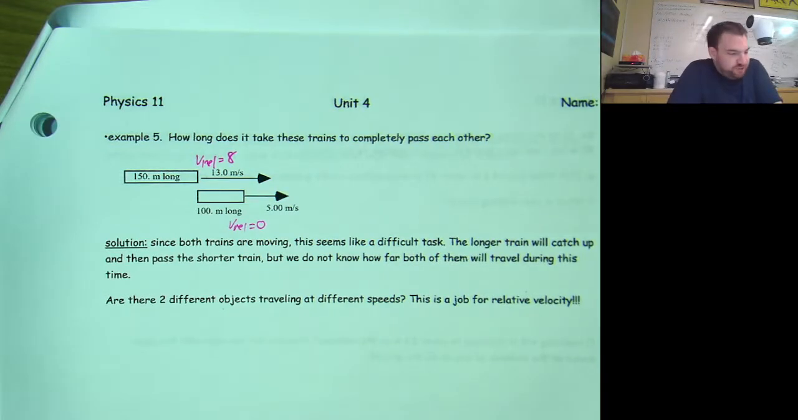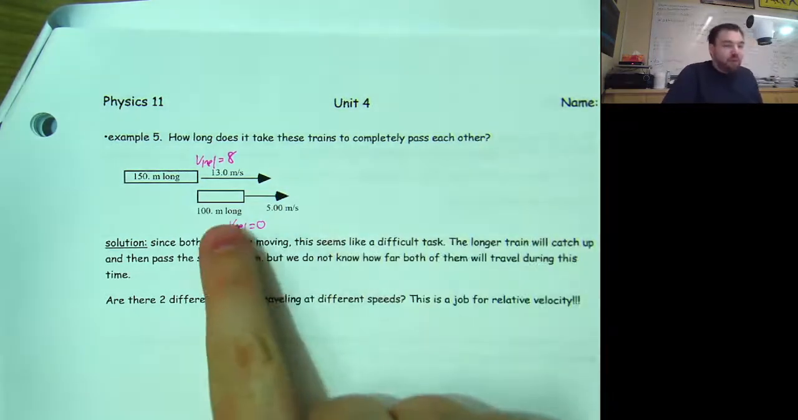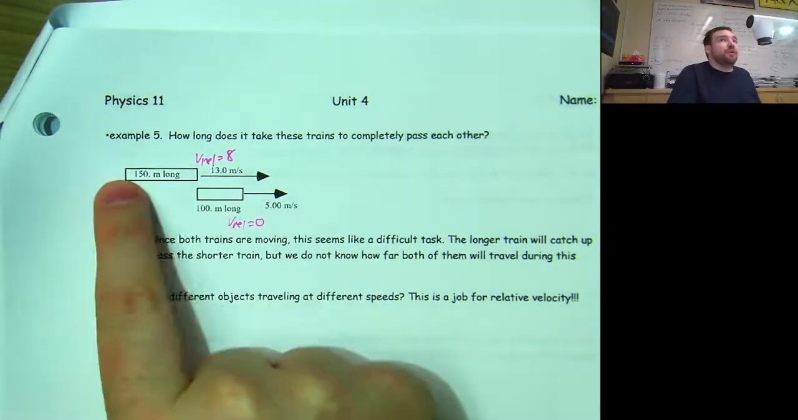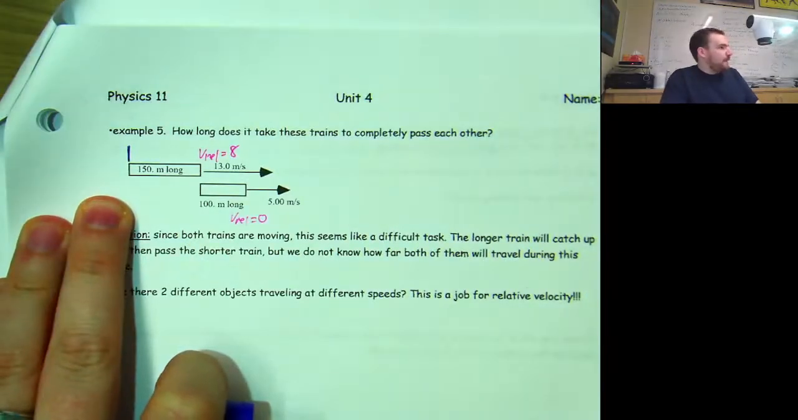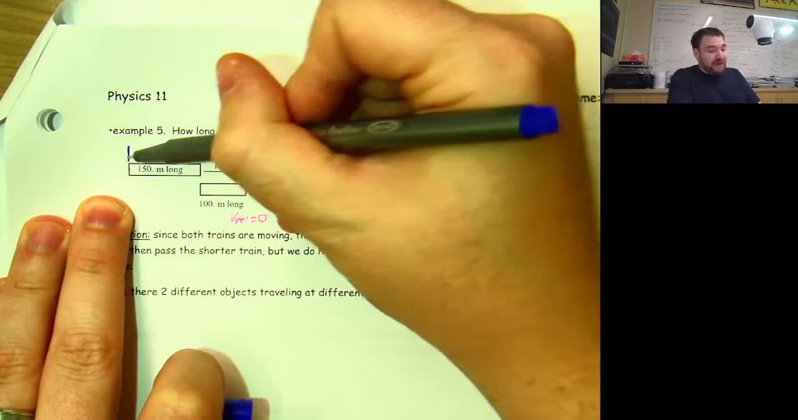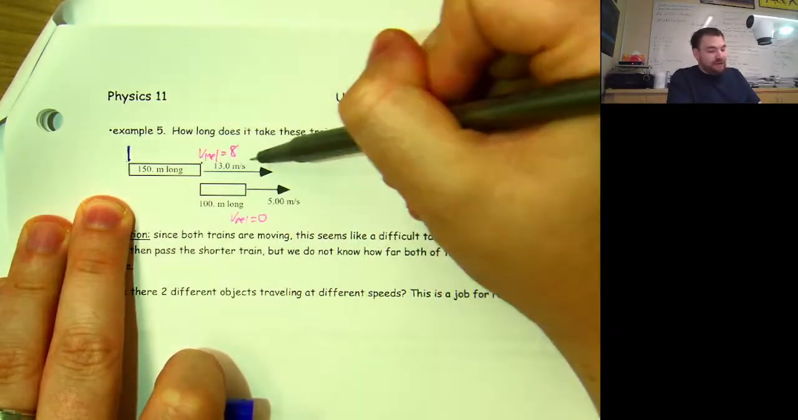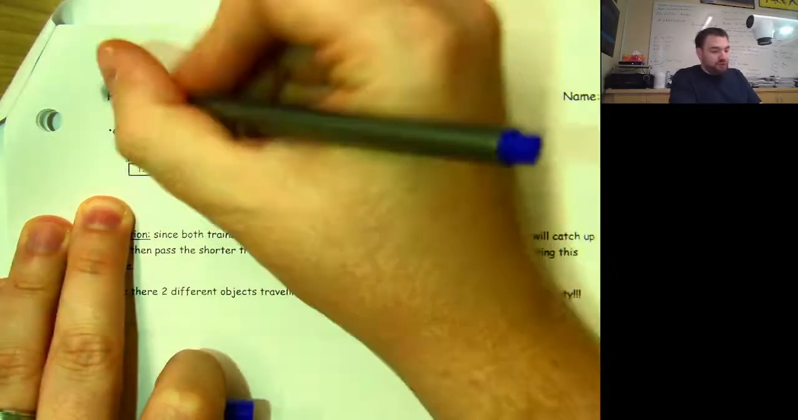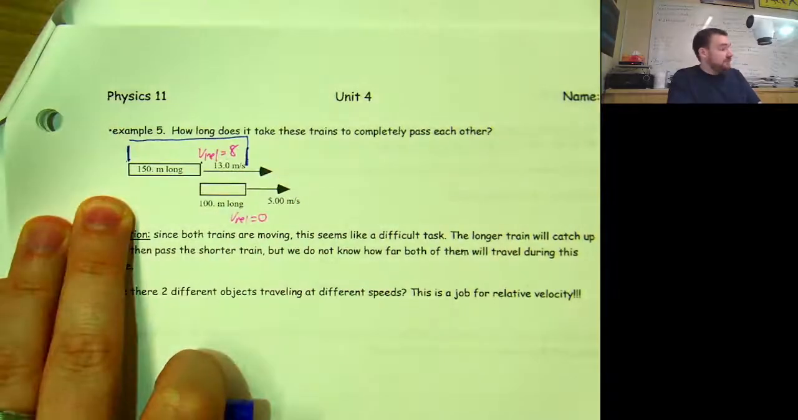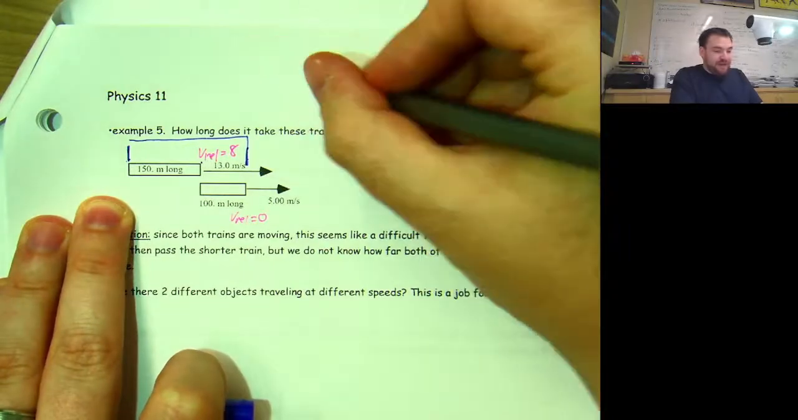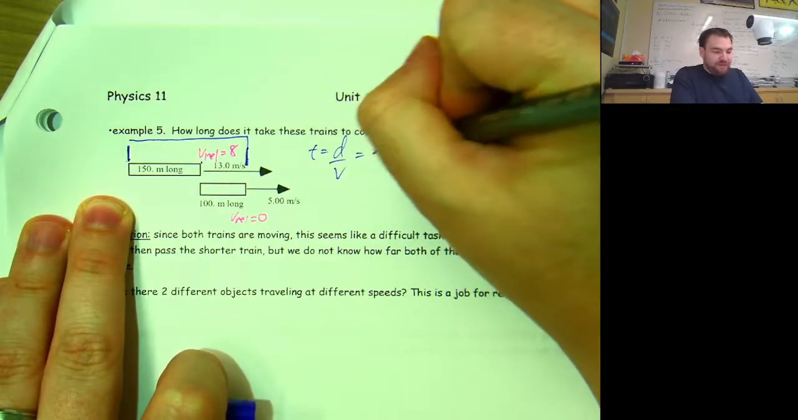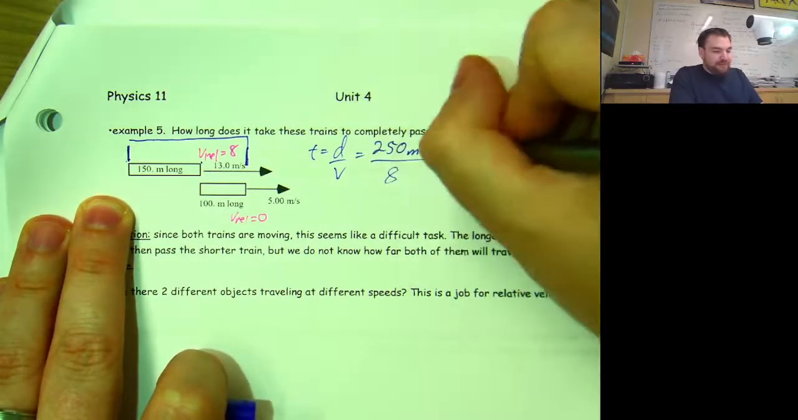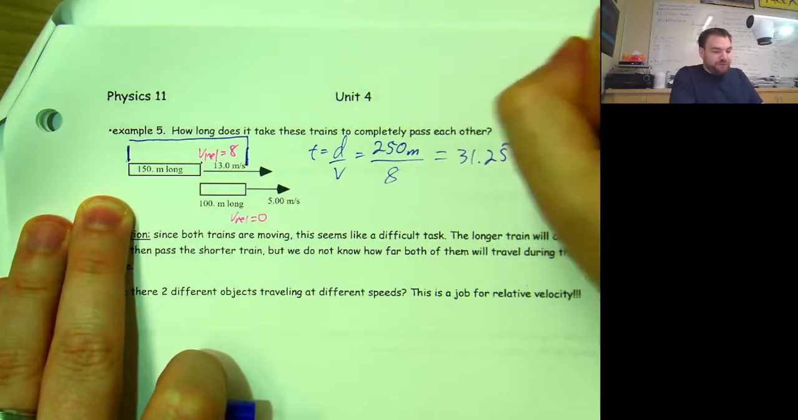How long does it take these two trains to completely pass each other? It doesn't really matter anymore about this train here. What you're asked to find now is how long it takes the back of this train to travel how far. The 150 is going to get it from the back to where the front was. And you have to travel another this distance. So the total distance that the back of that train is traveling is what? 250. This becomes T equals D over V. I want to travel 250 meters, and I'm traveling 8 meters per second. That's 31.25 seconds.